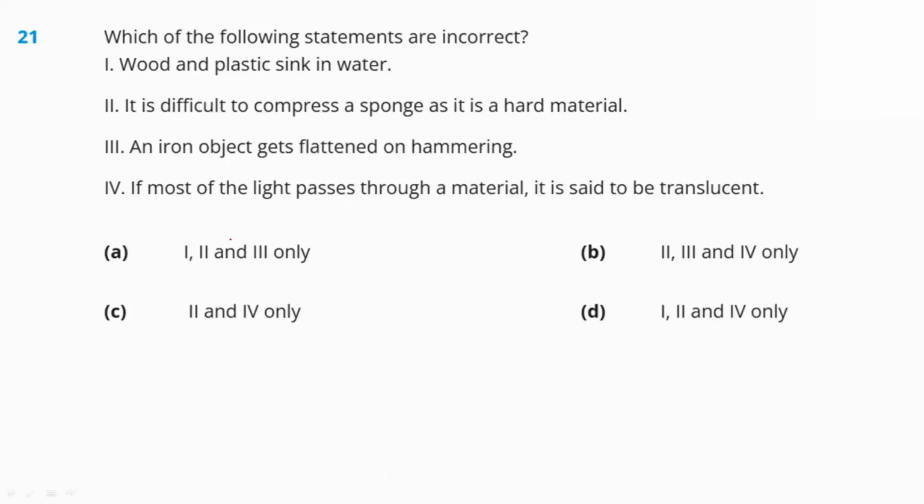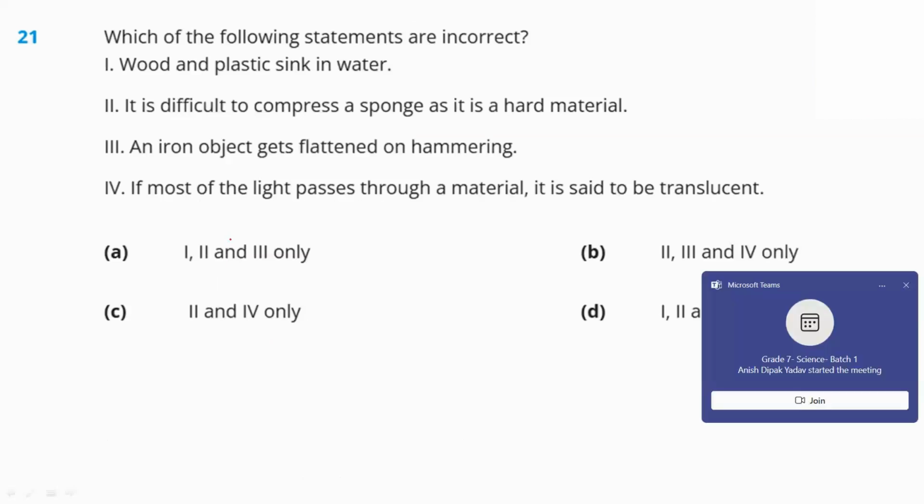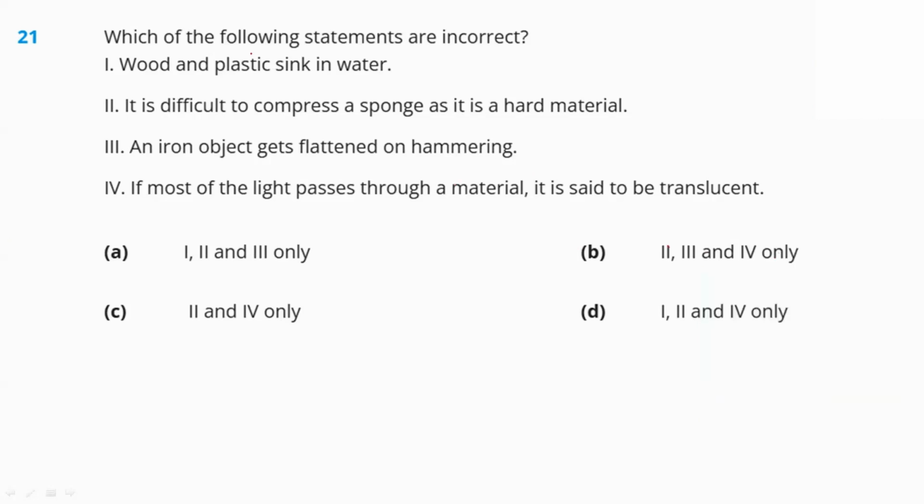Next question. Which of the following statements are incorrect? Wood and plastic sink in water. Yes, this is incorrect, because wood and plastic are both lighter materials, so they will float. So this is false. Okay. It is difficult to compress a sponge as it is hard material. No, this is also false. It is very soft, so it can be compressed easily.